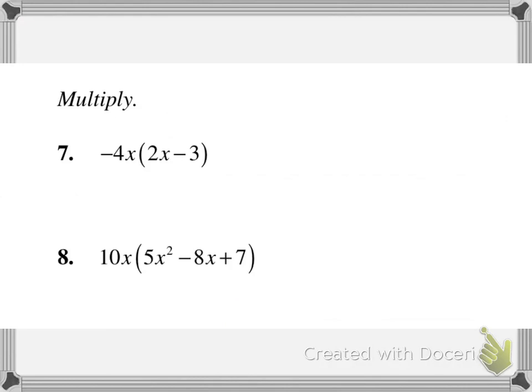So here we have an example of a distributive problem. So I'm going to take what's on the outside and distribute it to the inside. And we might have to use our exponent rules when we're doing this. So negative 4x times 2x, that's going to be negative 8, and x times x is x squared. And negative 4x times negative 3, and negative times negative is a positive, and 4x times 3 would be 12x. So all we're doing is distributing.